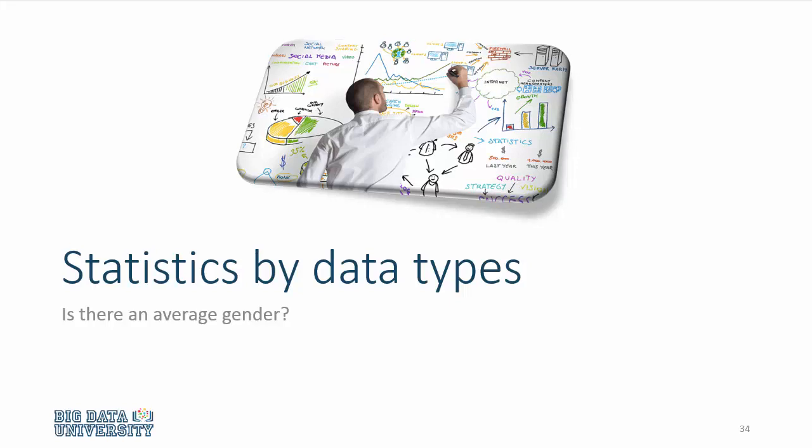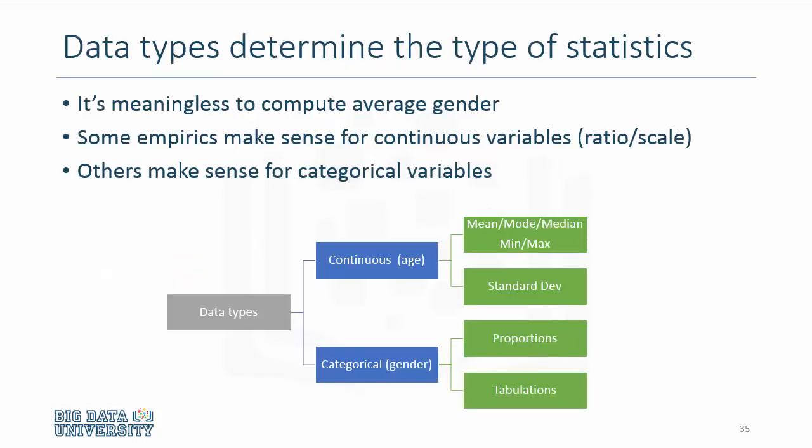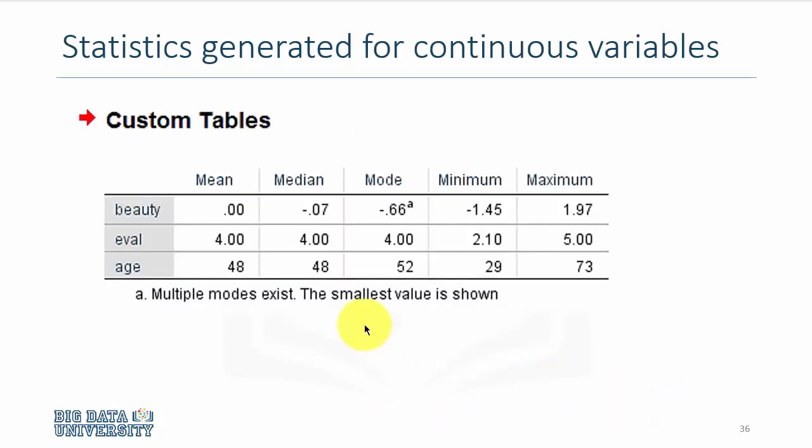The type of statistics we compute depends upon the type of data and, more importantly, the type of variable. Essentially, if you have continuous variables such as age, you can compute measures of central tendency or variance. But if you have categorical data such as gender, you can compute proportions or other tabulations. So you have already seen the type of statistics we compute for continuous variables.